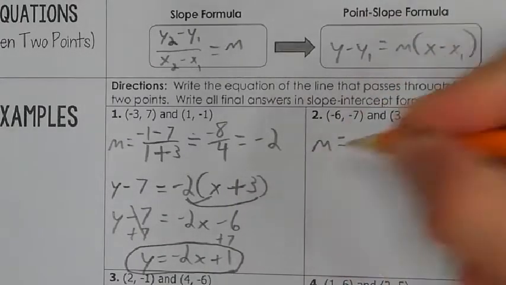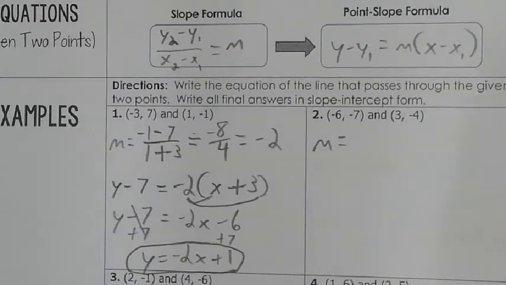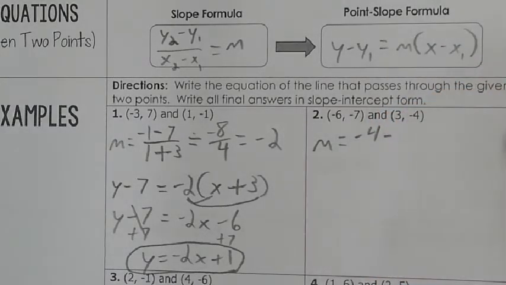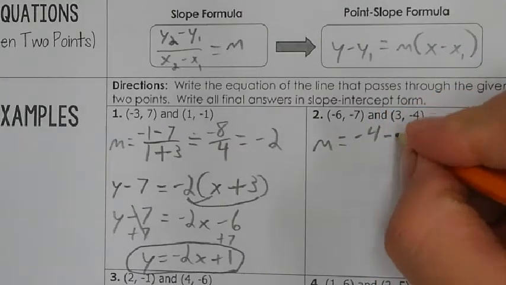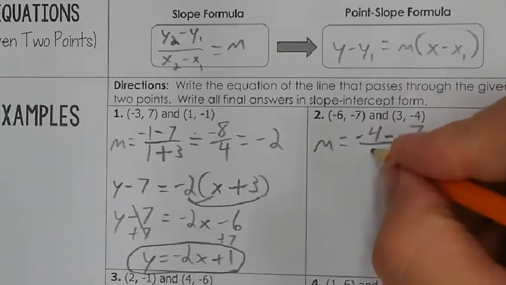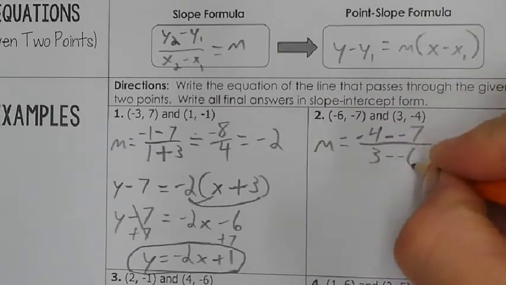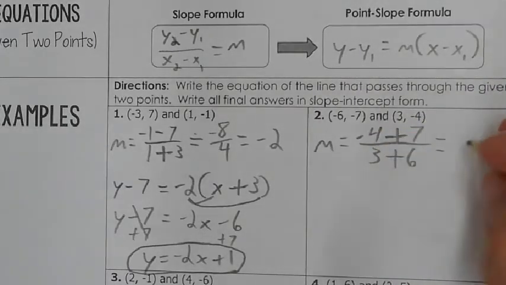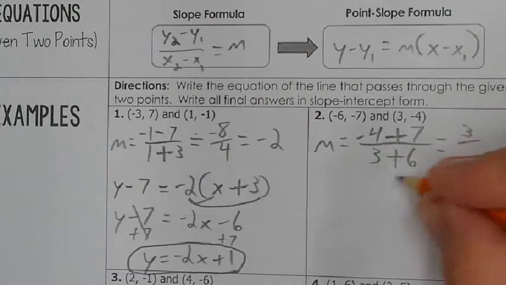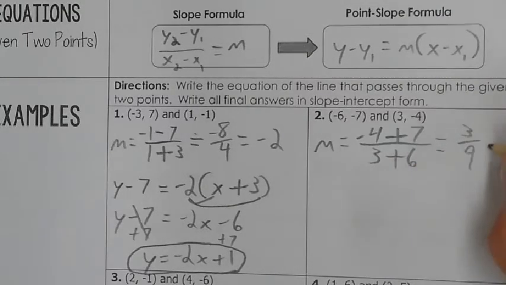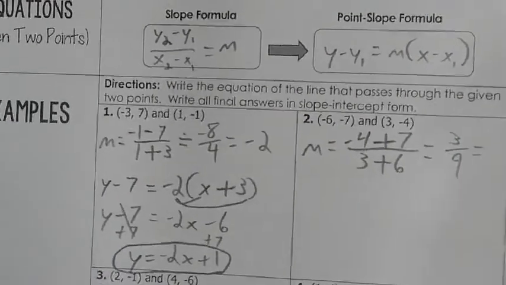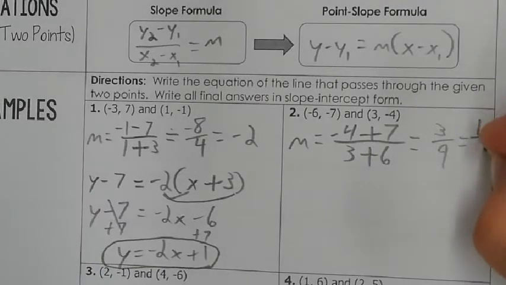So this one we're going to do m equals, what's our y2? Y2 is negative 4, minus our y1, what's our y1? Negative 7. And then we have 3 minus negative 6. So both of those change to plus 6. So negative 4 plus 7, that would be 3. 3 plus 6 would be 9. 3 over 9 reduces to 1/3. Good job, Justice.